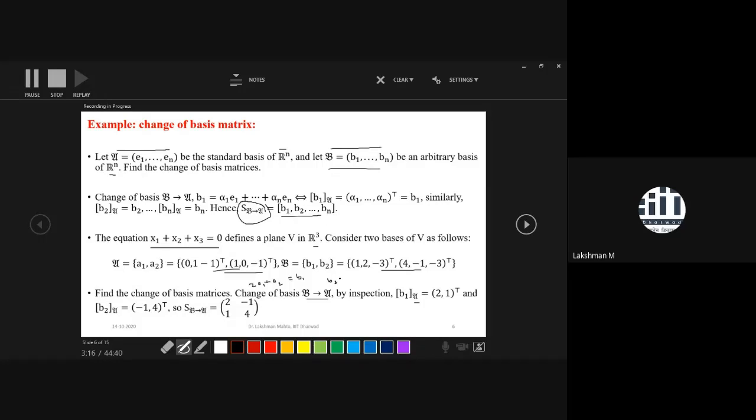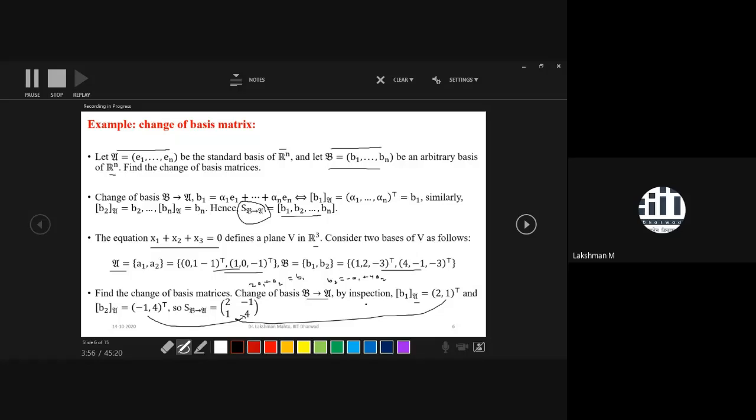It is minus A1 times minus A1 plus 4 times A2. So that way, the coordinate of B1 with respect to A is 2, 1, and the coordinate of B2 with respect to basis A is minus 4, minus 1. So this will come as the first column, and this would go as the second column.